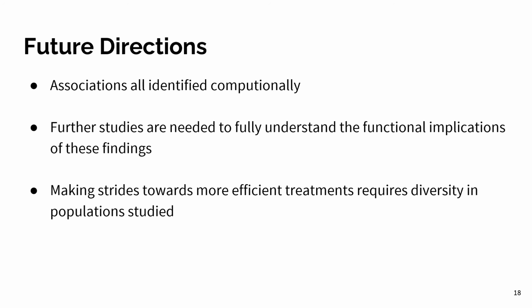And so for some future directions, of course, all of these associations were identified computationally, and we were only able to follow up on one of them. So further studies would be needed to fully understand all of the functional implications of these findings. But overall, we are making strides towards more efficient treatments. And this, of course, requires diversity in the traits and in the populations that are being studied.